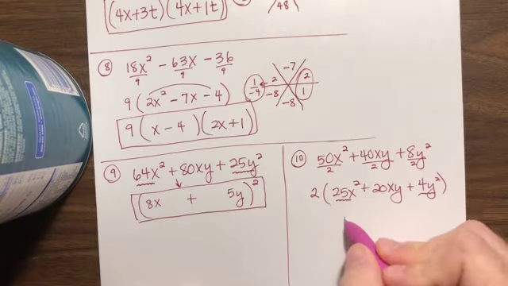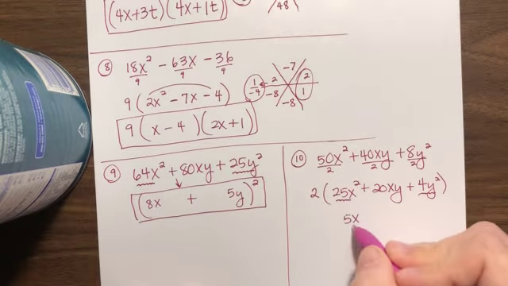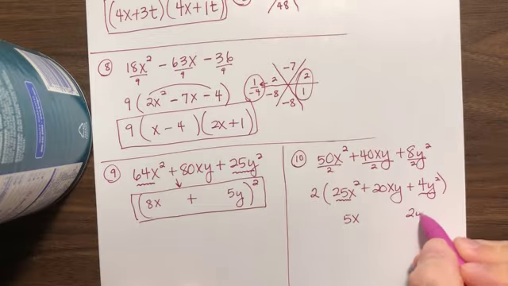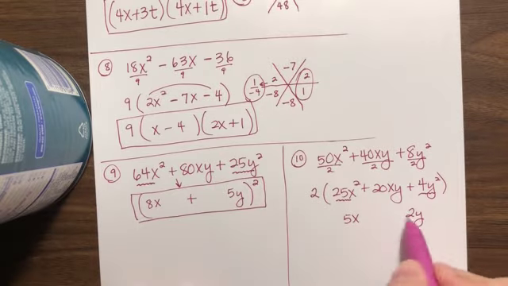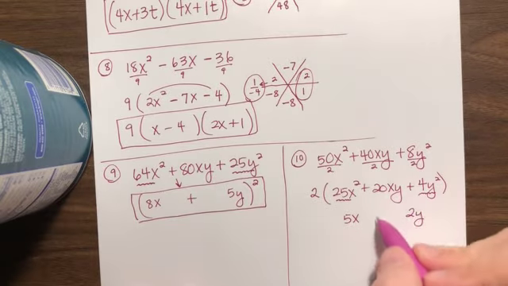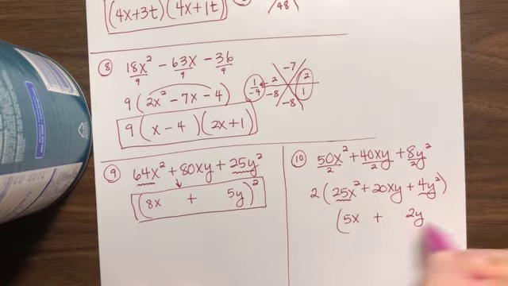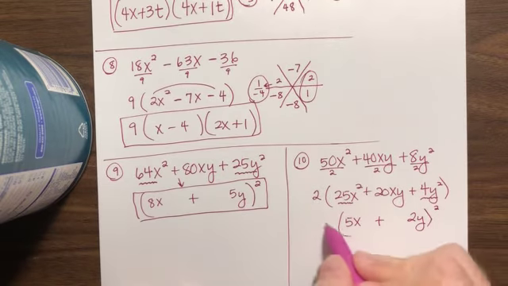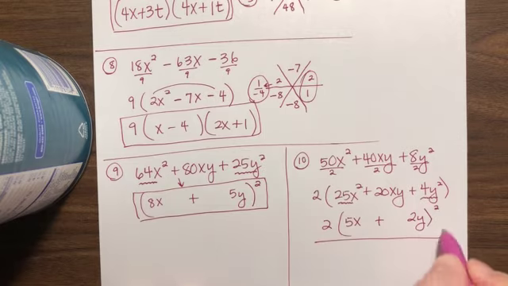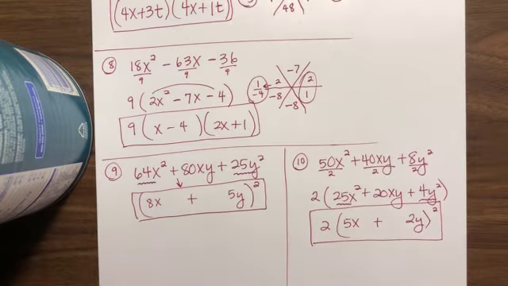there are perfect squares on the ends. Maybe this works. 25x squared becomes 5x. 4y squared becomes 2y. Multiply them together, get 10xy, and that's half of the middle. So I bring down the plus, and I wrap it up, and I put a little square on it, bring down the 2. There you go.